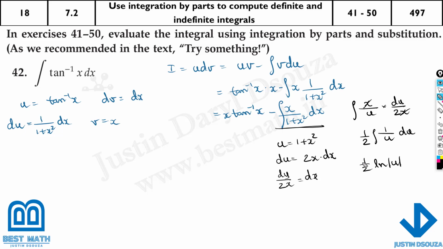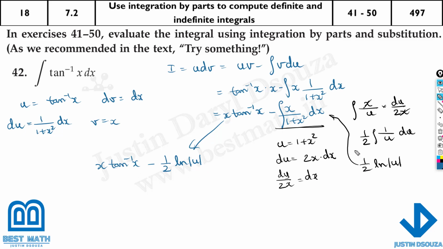Now we will put this back here. See, this goes back up over here. So we will continue from where we left off. It'll be x tan inverse x minus half ln modulus u. Okay, so this will be the answer.